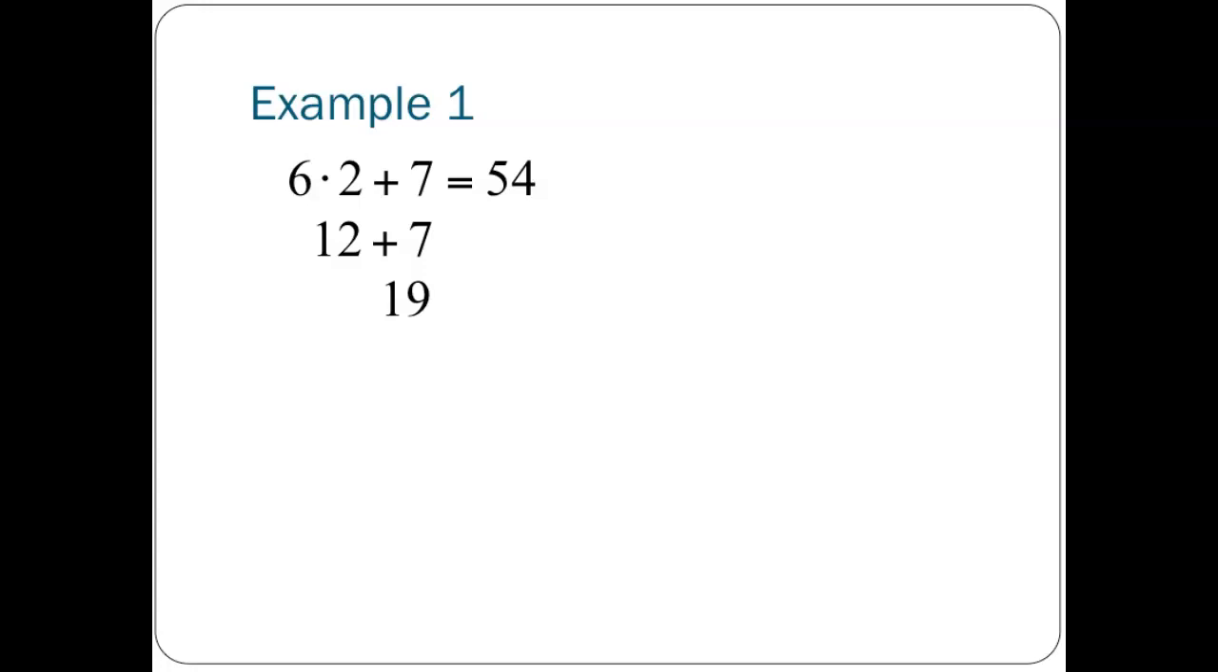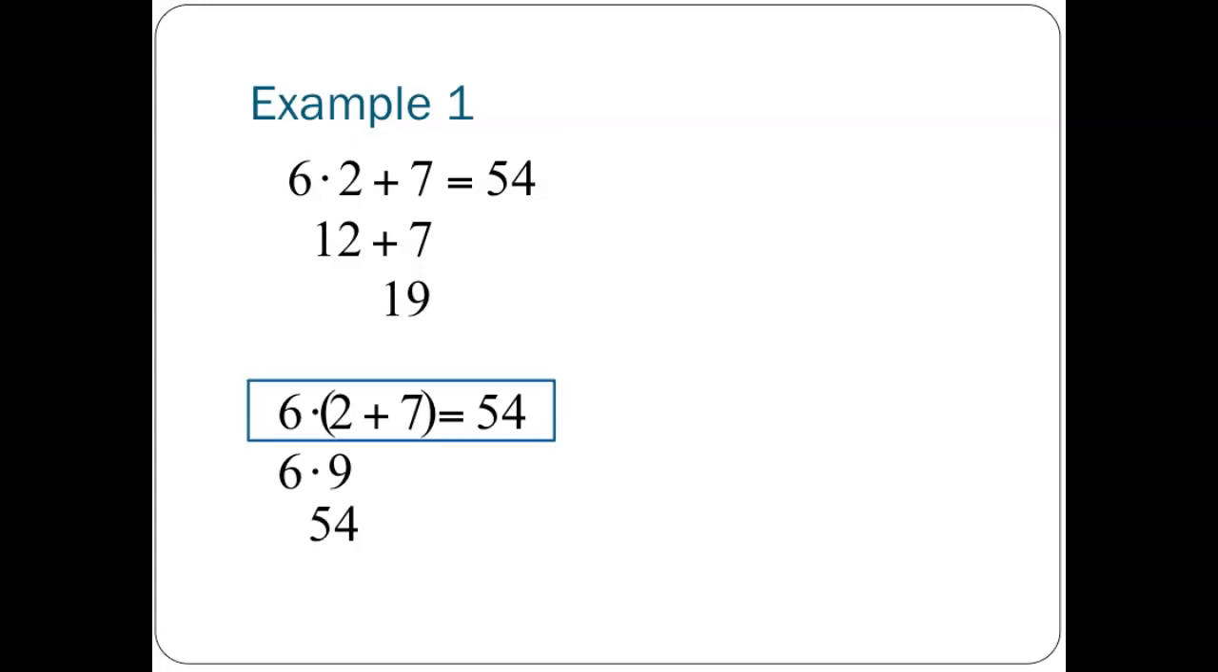So when you put in parentheses, you want to try forcing this expression to be simplified differently. So instead, I'm going to say, okay, well, the 2 plus the 7 won't be done first by PEMDAS unless I put parentheses around it. So I'm going to go ahead and try that. Let's put the 2 and the 7 in parentheses. And now we have 6 times 9, which does in fact equal 54. And so that's how you would want to put parentheses around the expression.